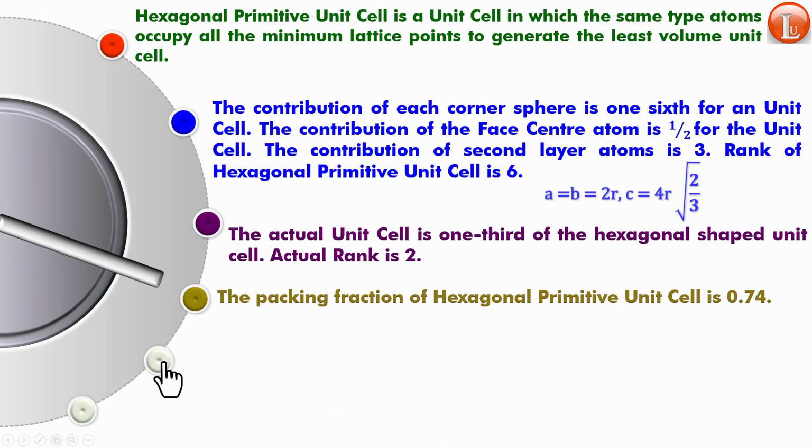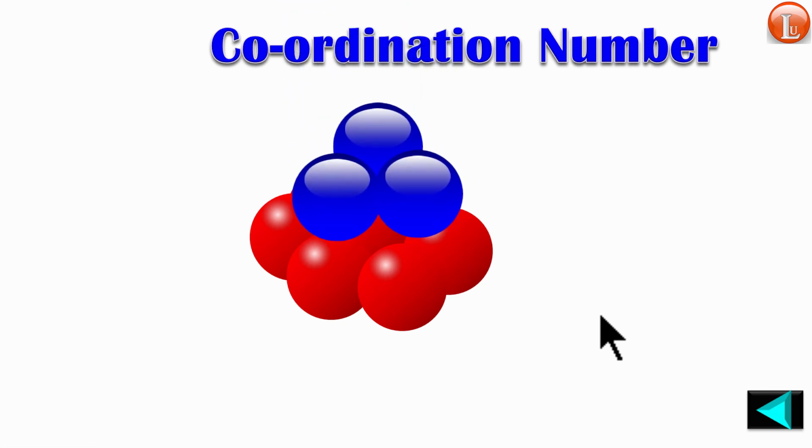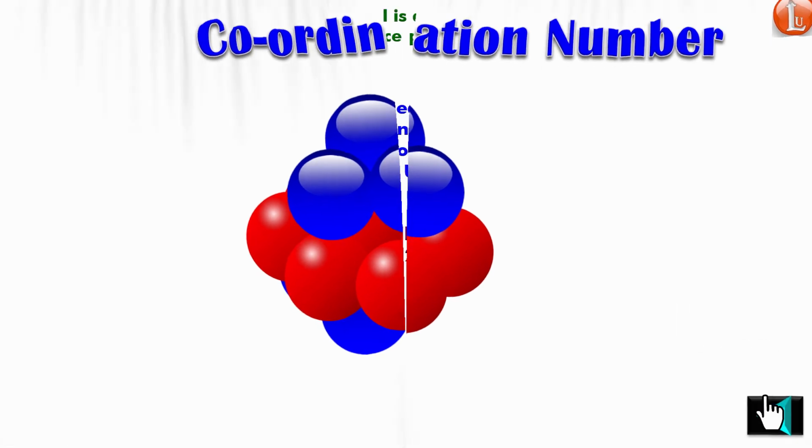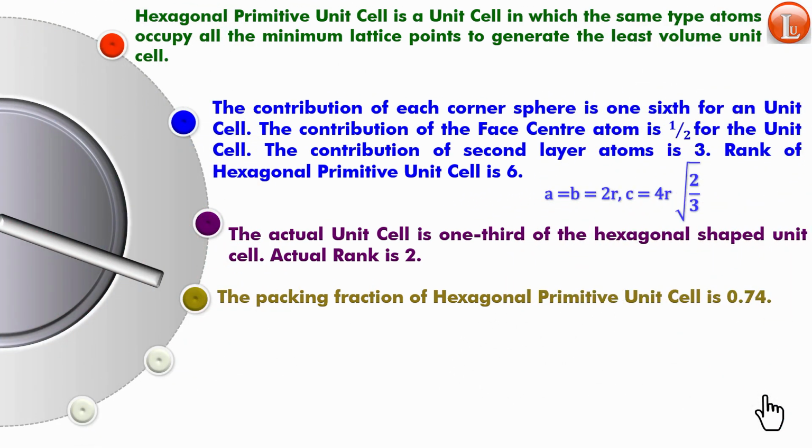Let's look at the coordination number. This is my A layer, and you will notice there are 3 atoms of B layer which come. Now in this A layer, I'm looking at the central one. This is in contact with 6. So already 6 it is touching. It is touching 3 from the top of B layer, and it will touch 3 from the bottom of the B layer. So it is AB repeating. So each atom touches 12 atoms. So the coordination number of hexagonal primitive unit cell is 12.